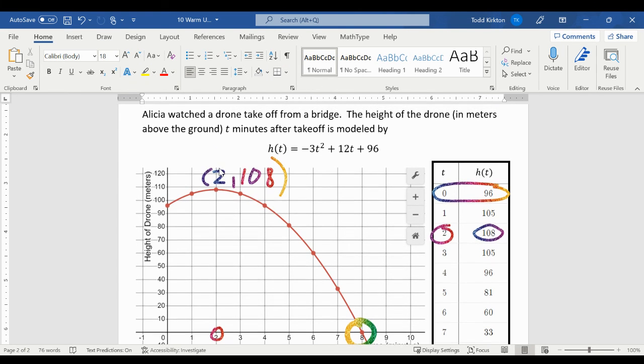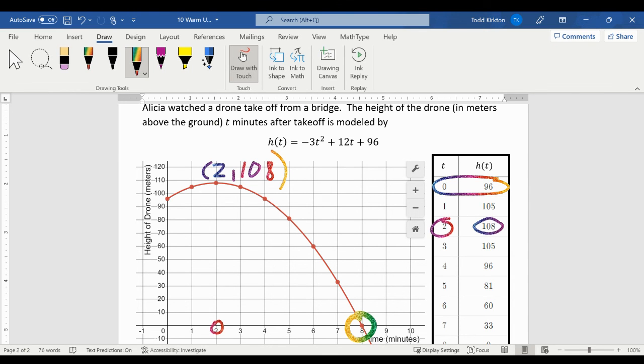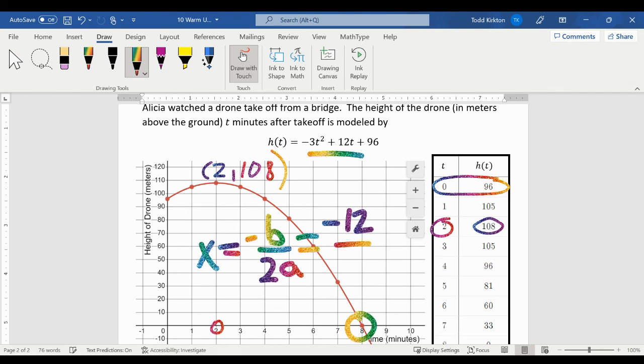So in this case, we had a table of values. If you didn't have the table of values, you could still do these questions because you could find the vertex by doing x equals negative b over 2a. So negative b, negative 12 over 2 times negative 3, and you get 6. So negative 12 over negative 6 is 2. So the vertex was on the table.